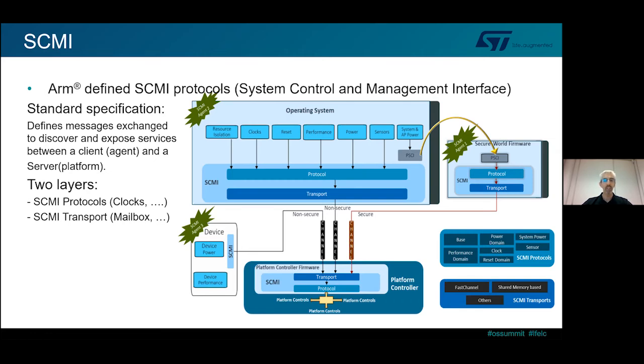So the key point is that you see there are different entities. You have the platform controller, which is the entity that controls the hardware and the shared resources, and an operating system using the standard protocol interfaces. You may have a specific device, and all of them are using different channels, which can be secure or non-secure, to talk with the platform controller. The platform controller will use the transport layer, similar protocols, and rely on platform-specific development to access the shared resources. So you see that only the platform controller is able to access the shared resources.